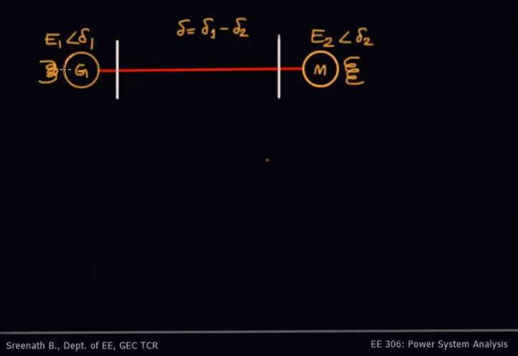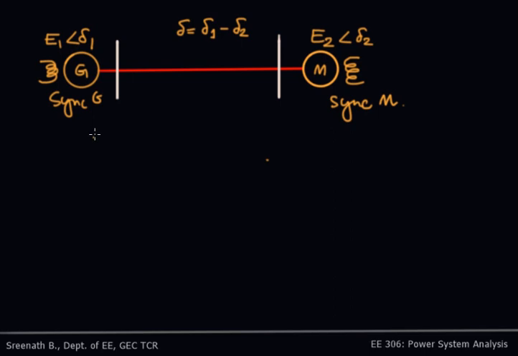Now we'll consider this example where this is a synchronous generator and this is a synchronous motor. Your synchronous generator is represented by generated EMF E1 with an angle delta 1. E1 is a generated EMF or induced EMF behind the reactance, and delta 1 is the angle difference between the synchronously rotating reference frame and the rotor. Similarly, E2 is the voltage behind reactance for a motor, and delta 2 is the angle between the synchronously rotating reference frame and the rotor for this particular synchronous motor.